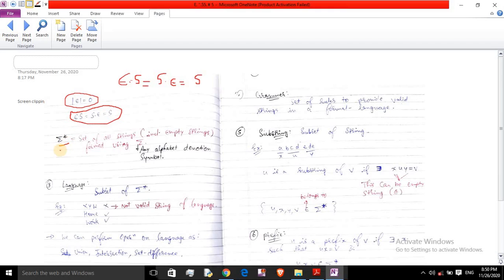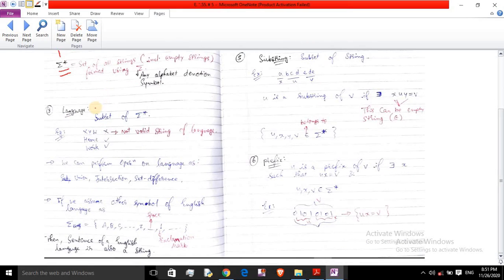There is also sigma star. It is also known as the universal language. It is a set of all strings, including the empty string, formed using this alphabet. This is the symbol for an alphabet, a denotation symbol for any alphabet of any language. So now look at our next part. What is a language? A language is a subset of sigma star.